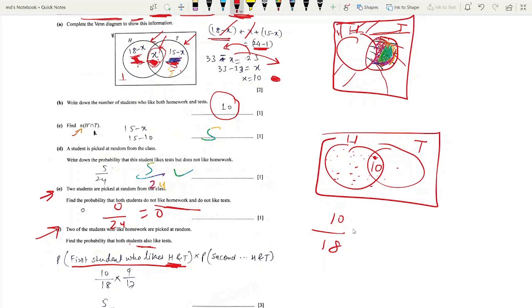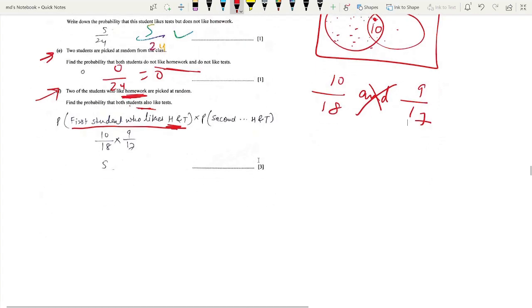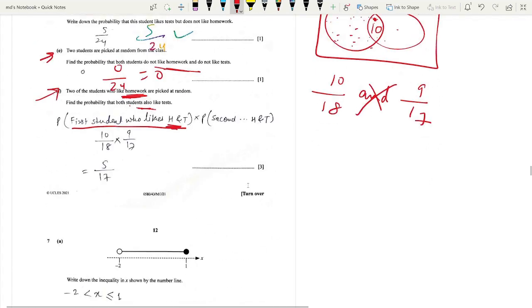Now one student you have already selected, and you are going to select another student who again likes homework and test. So from that set, one student already you have selected. So here you have 9 students. But again, the question is based on 2 students who like homework, so the homework set you are selecting from. So now 9 will be here, and homework set total was 18. One already you have selected, so here it will be 17. And means multiplication. So 10 over 18 times 9 over 17, and the calculation will be 5 over 17, which you can write over here.